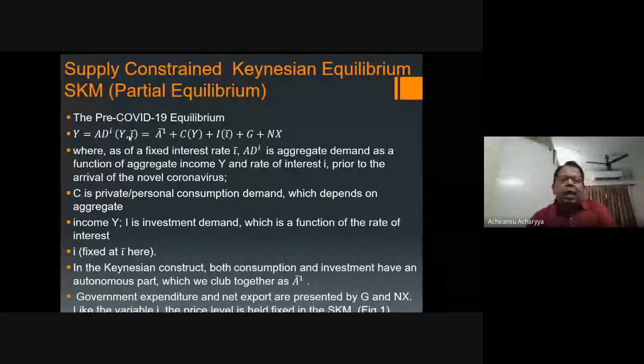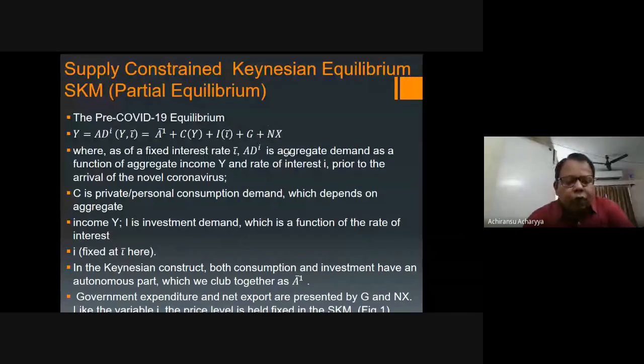of income and the rate of interest. And this is my autonomous consumption and investment. Then a part of the consumption depends on income. Part of investment depends on the rate of interest, which is constant. Government expenditure is there, and the net exports is there.